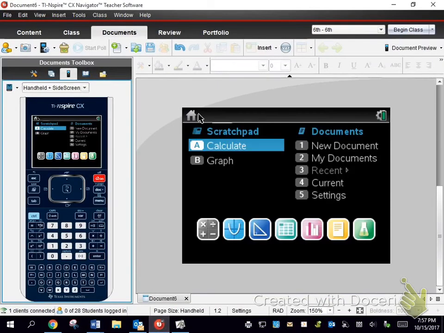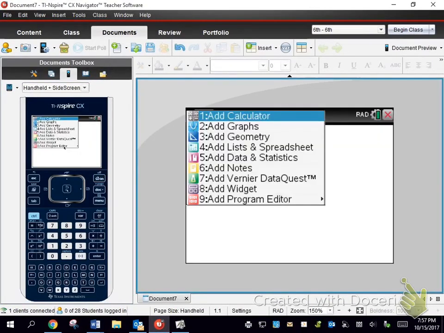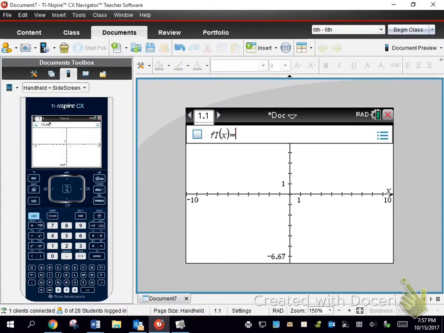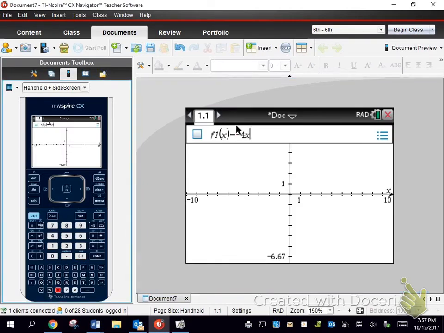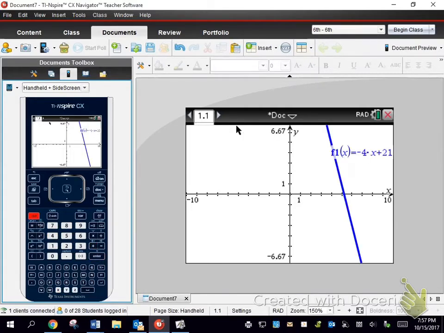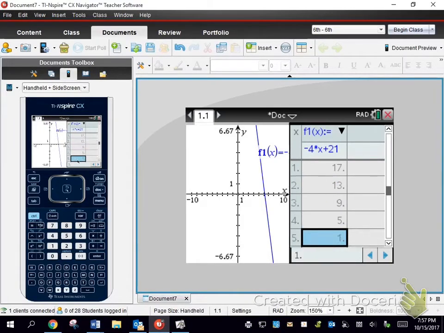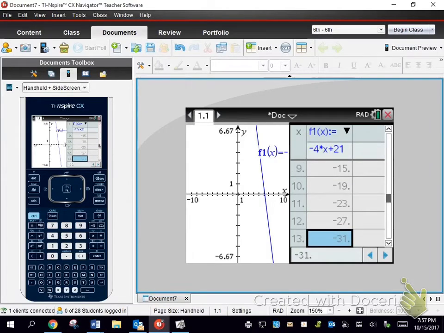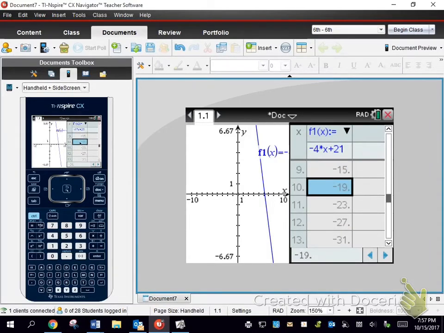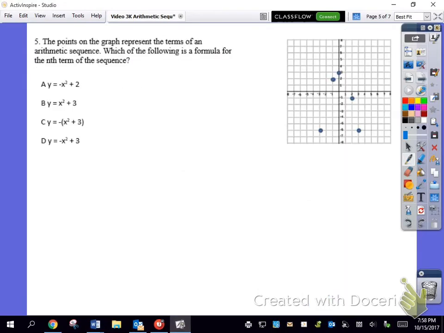So I'm going to go to a brand new doc. Again, you could do Control Doc. I just like going to a brand new one and getting a clean slate. Negative 4x plus 21. Hit enter, go to Control T, and look. There's the numbers, 17, 13, 9, 5, and I can keep going all the way down. The 9th term was negative 15, the 10th term was negative 19, the 11th term was negative 23, so that worked.